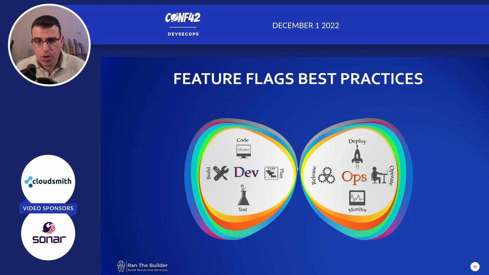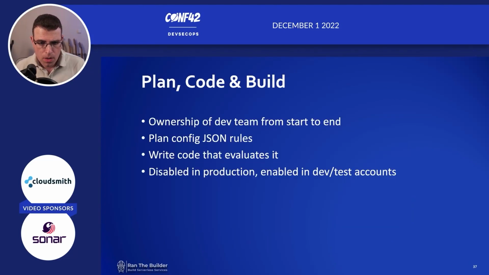And now lastly, we're gonna discuss the feature flags best practices that we're gonna use across all the stages of our pipeline, of our development, from the build to the testing, to deployment and production. So in my eyes, the development team needs to own the process from start to end.